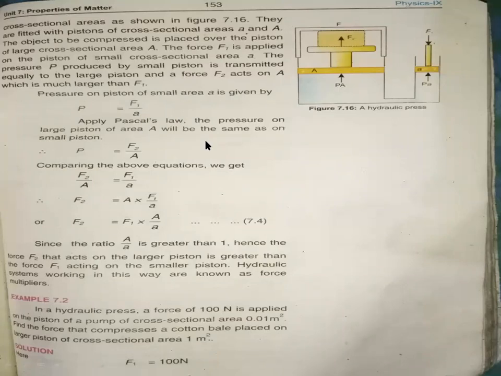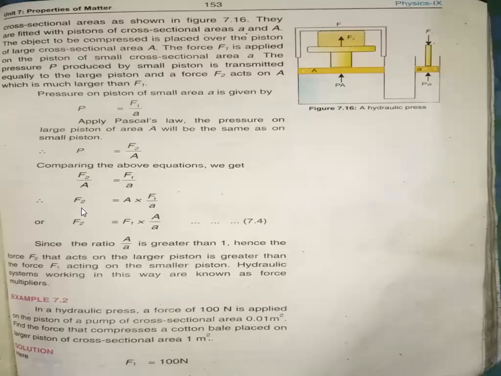Now I apply the pressure on the bigger piston. The area of the bigger piston is capital A, and the force is F2 on this bigger piston. So how can we find the pressure? Pressure is equal to F2 over capital A. Since the left sides of these two equations are equal, the right hand sides will be equal. So F1 over small a is equal to F2 over capital A. That's why I can write F2 over A is equal to F1 over a.